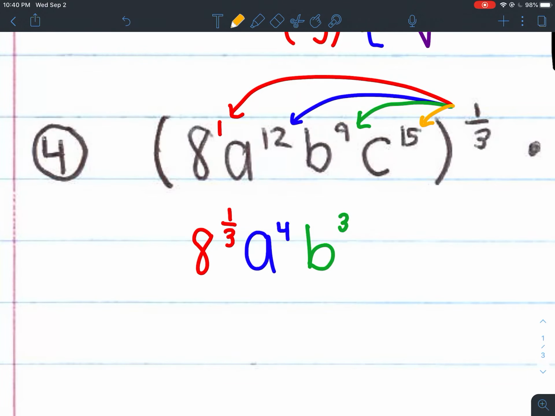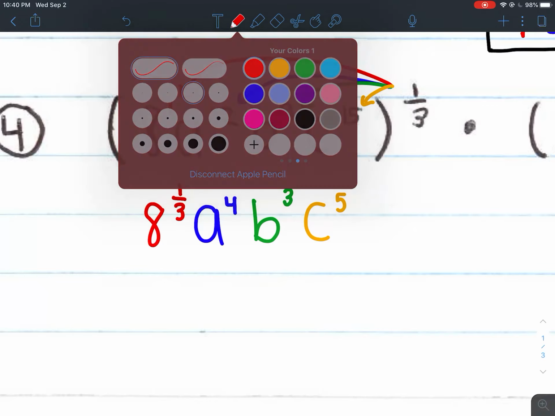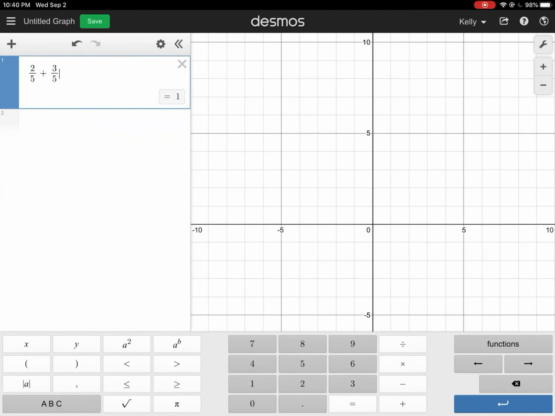And then c, 15 times a third is 5. Now you would be almost finished with this side. However, you want to simplify that 8 to the 1/3. Well, if I type in 8 to the 1/3 in a calculator, okay, 8, and then remember this button is the exponent button, the a to the b. So I'd type that button and do 1 divided by 3.